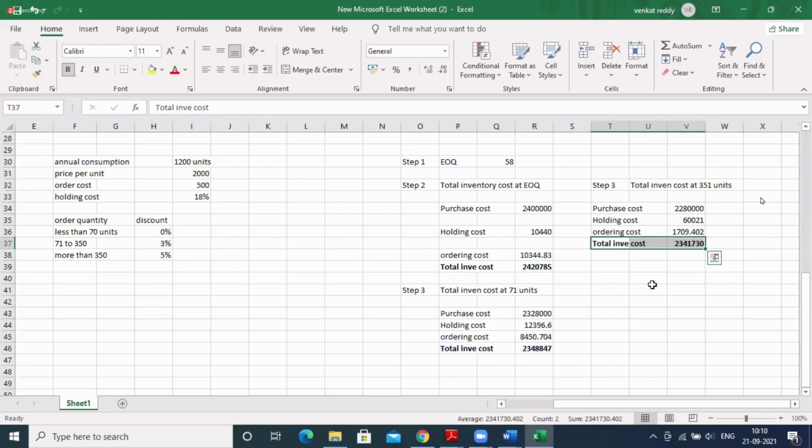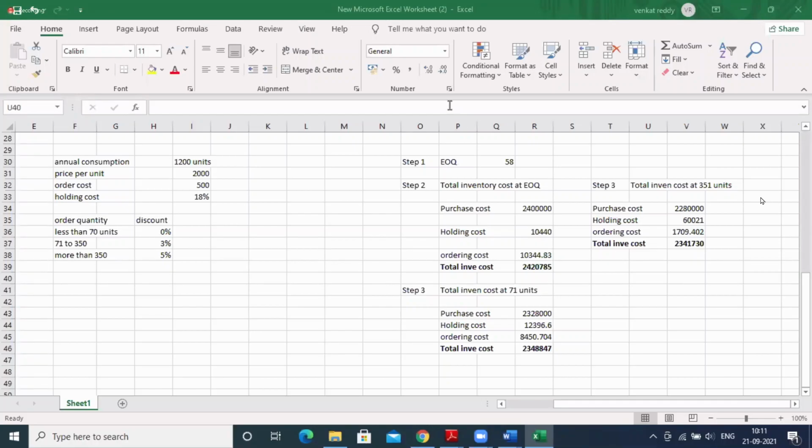Because if you go with the EOQ, it is 24 lakhs 20,000, and if you go with 3% discount, it is 23 lakh 48,847, and if you go with 5% discount, then it is 23 lakh 41,007. So it is recommended to go with 5% discount. So it means that, yeah, 351 units, right. If you can place an order of at least 351 units, then it would be better for the company so that they can minimize the inventory.